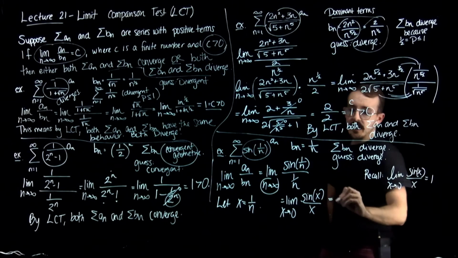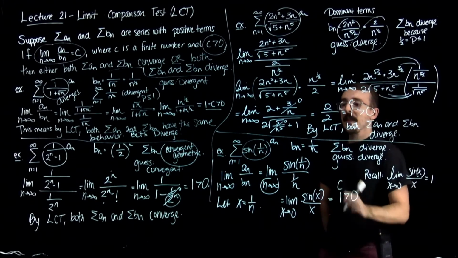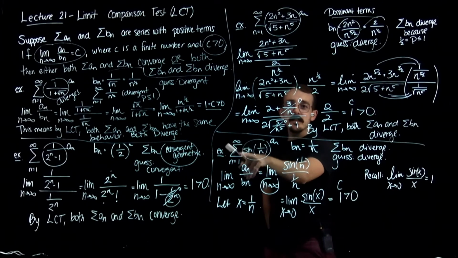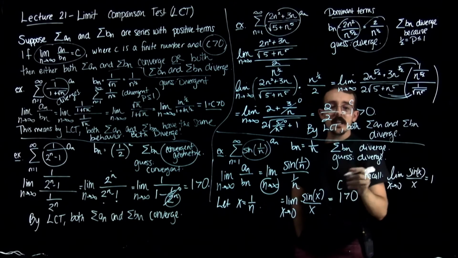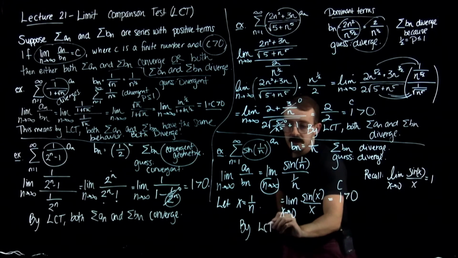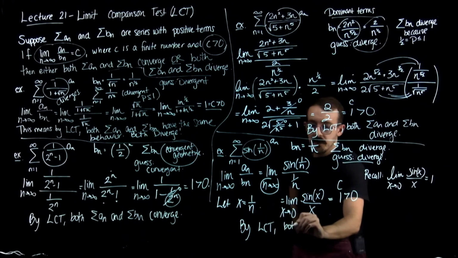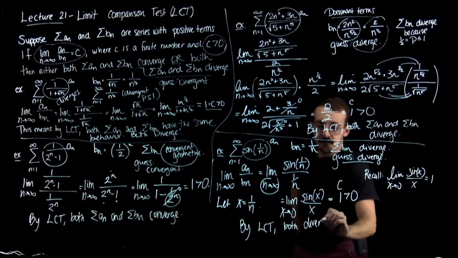So this is the same thing, and then I just get 1, which again is greater than 0, so it's c. So this series and b sub n have the same behavior. So by the limit comparison test, I picked a divergent thing, right? Yep. Both diverge.